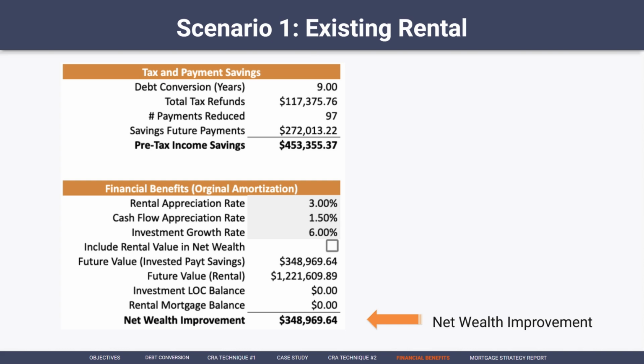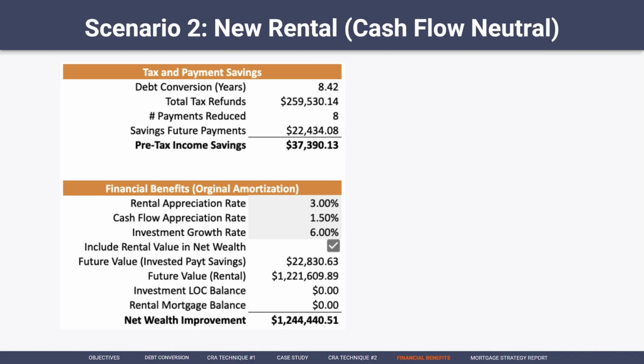It's worth noting that our calculator allows us to include or exclude the rental property value depending on the circumstances. In this scenario, the homeowner already owned the rental property and would have benefited from the value appreciation with or without this strategy, which is why we are excluding the rental value in the net wealth improvement. Moving on to the next scenario.